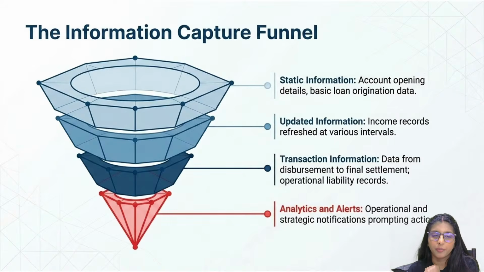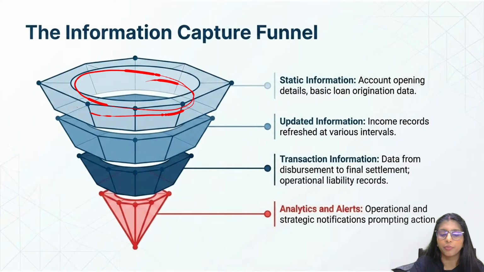Information capital fund. Basically, it's a funnel. Static information is at the top. It is the widest one. Basic static information is basic or unchanging data. For example, account opening details, loan origination details. All these are static information. This is the foundation data, collected once.